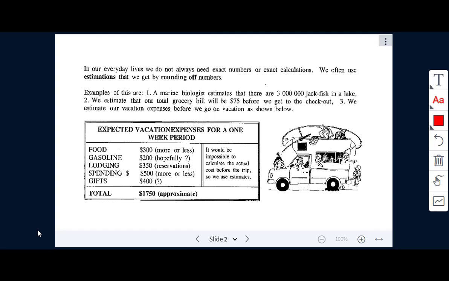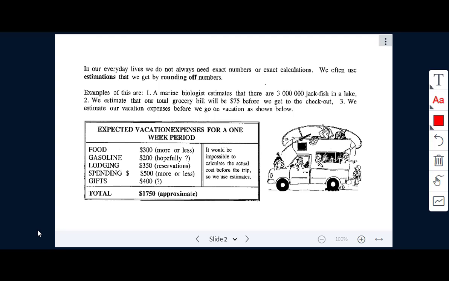If we are going to the grocery store, usually you're going to roughly estimate how much your grocery bill is going to be, because you kind of have a list in your head of what you're going to buy. So for example, you're estimating, I'll need about $75 to go to the grocery store today.